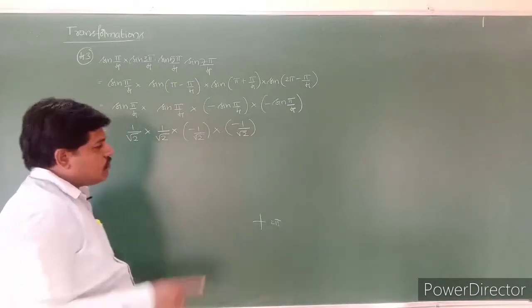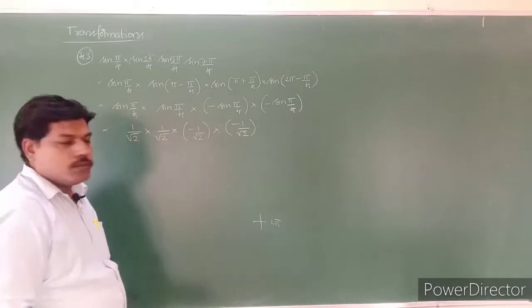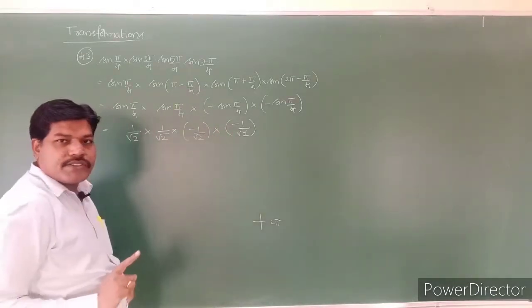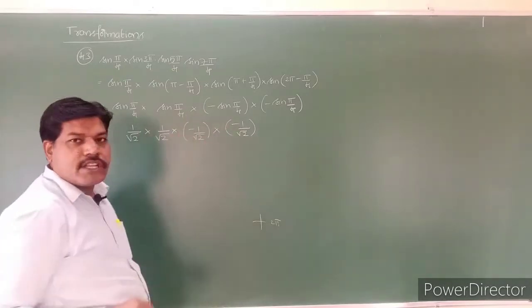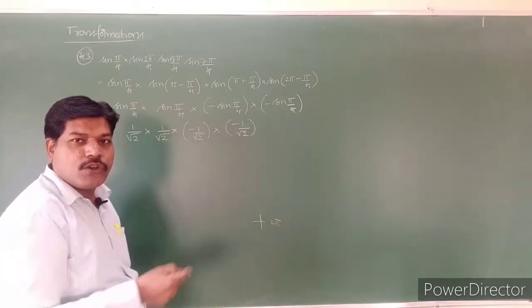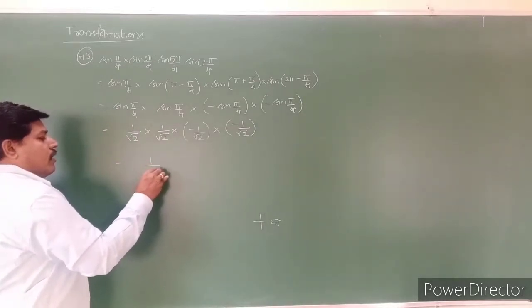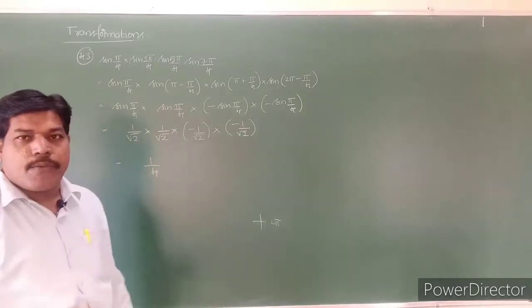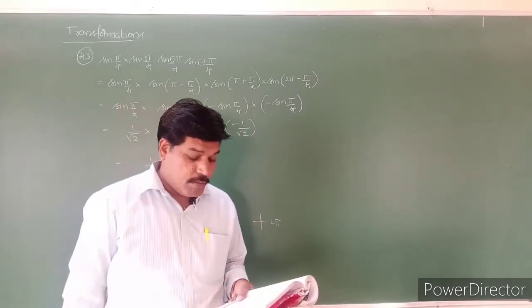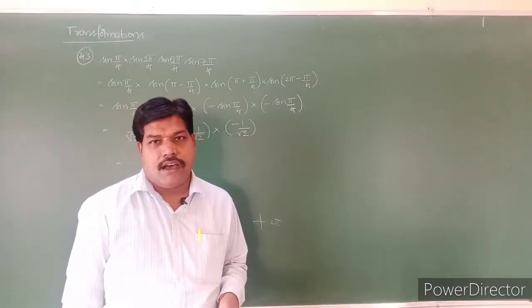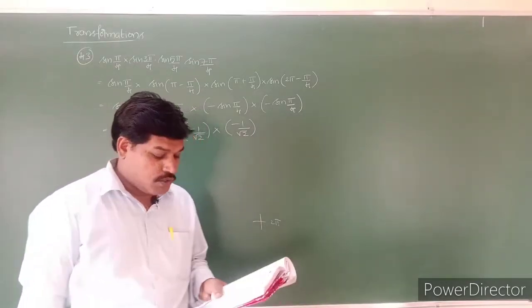So what happens, students? 1 by root 2 into 1 by root 2 will become 1 by 2. Minus of minus becomes plus. 1 by root 2 into 1 by root 2 is also 1 by 2. So the total is 1 by 4 into 1 by 2 into 1 by 2, and the total value becomes 1 by 4. That is the answer. Okay, so see that question, students: 1 by 4, option 2 is the answer.